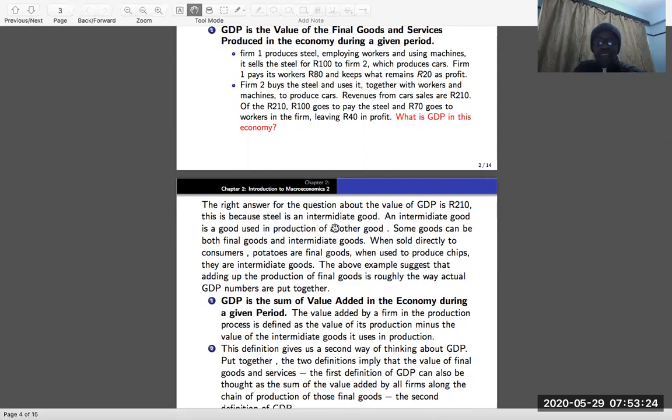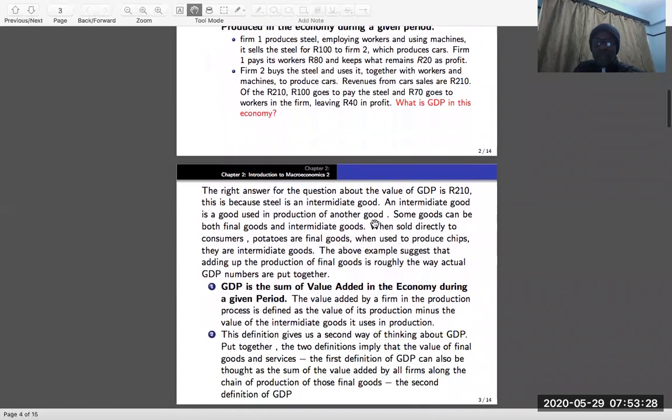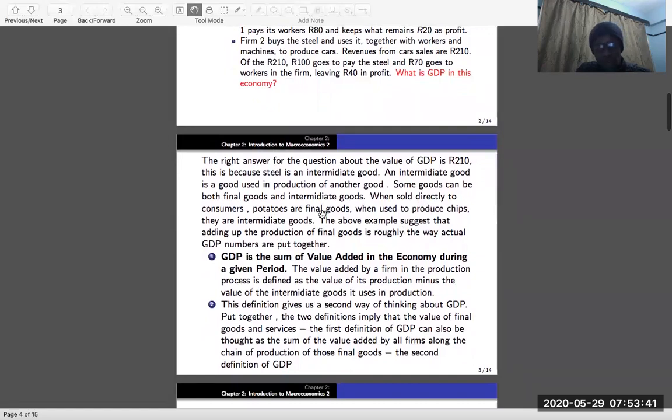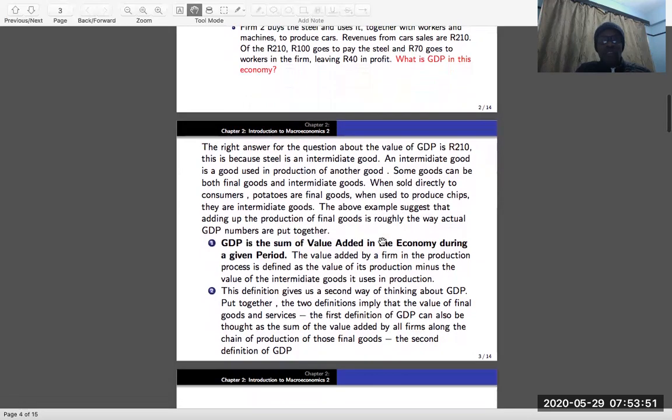This is because steel is an intermediate good. An intermediate good is a good used in the production of another good. Some goods can be both final goods and intermediate goods at the same time. When sold directly to consumers, potatoes are a final good. When used to produce chips, they are an intermediate good. The above example suggests that adding up the production of final goods is roughly the way we actually calculate GDP numbers, right?